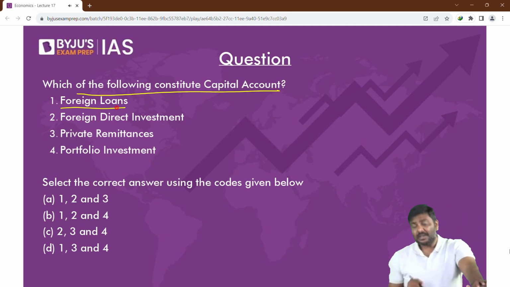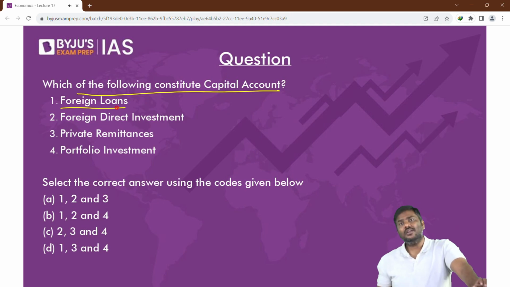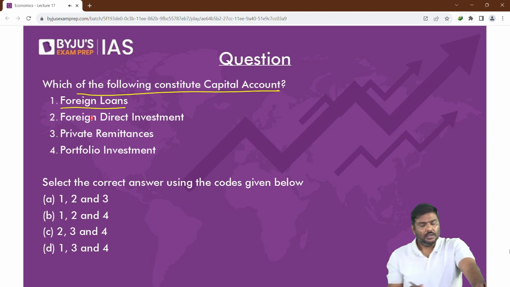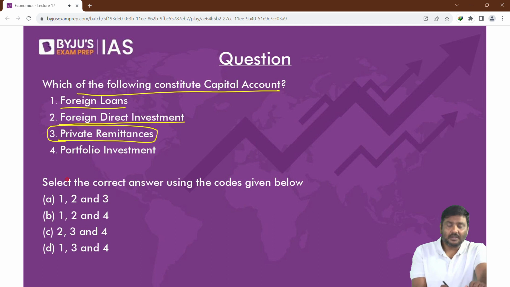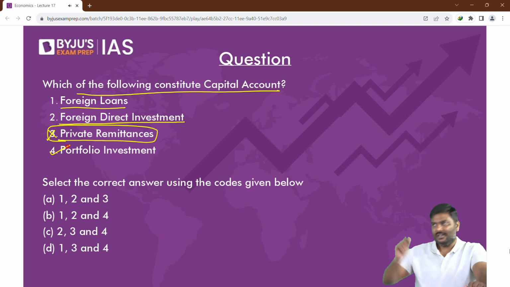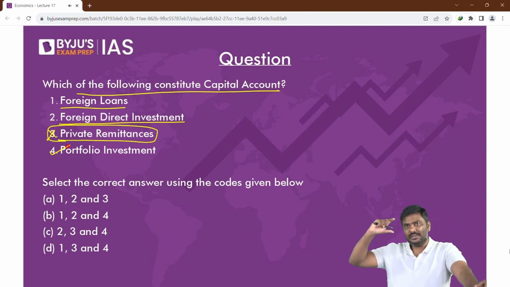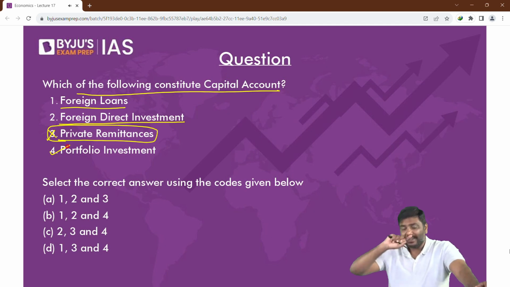Okay, 60% have answered correctly. Which of the following constitutes a capital account? Foreign loans, example ECB, part of capital or current? Capital account. Foreign direct investment, straightforward, capital account. Private remittances are part of current account, not capital account.